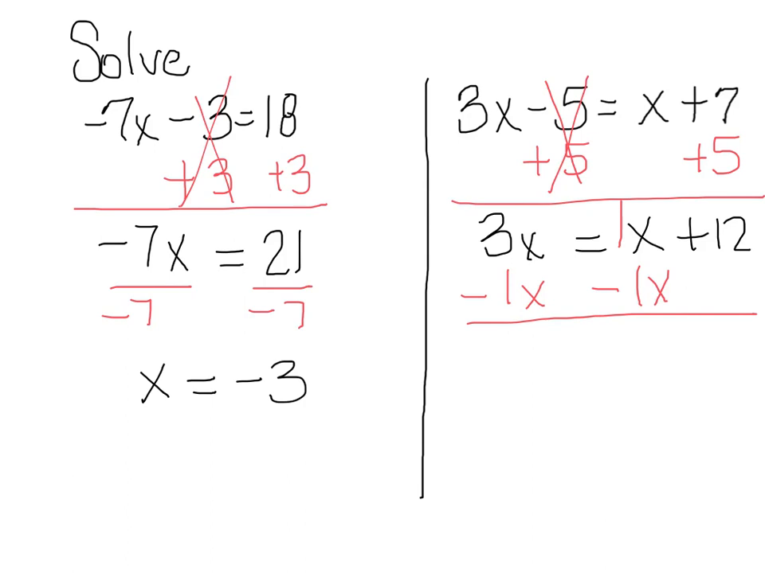Then I'm left with 2x equals 12. Just like in the previous problem, the last thing I have is multiplication, and the opposite of multiplication is division. So now I'm ready to divide both sides by 2 and get my solution, x equals 6.